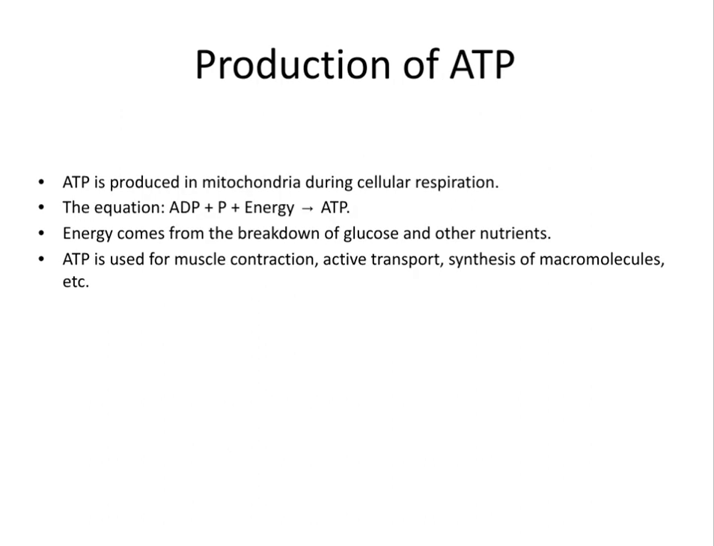Production of ATP. ATP is produced in mitochondria during cellular respiration. The equation: ADP plus P plus energy gives ATP. Energy comes from the breakdown of glucose and other nutrients. ATP is used for muscle contraction, active transport, synthesis of macromolecules, and many more.